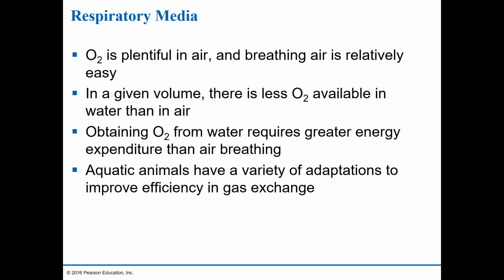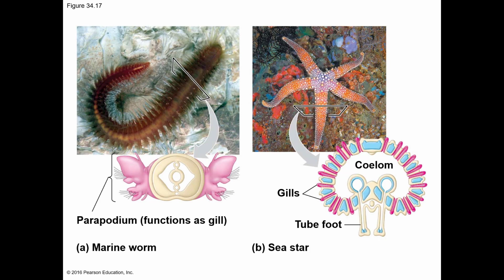What we do know is that the air has plenty of oxygen for us, and so breathing is pretty easy for us to get it in as long as everything's working properly. But there's also quite a bit less oxygen available in water than air, and that's why we can't survive under the water. So obtaining oxygen from the water requires a lot more energy expenditure than air breathing. So aquatic animals have to have a variety of adaptations so that they're able to improve their gas exchange a lot more efficiently.